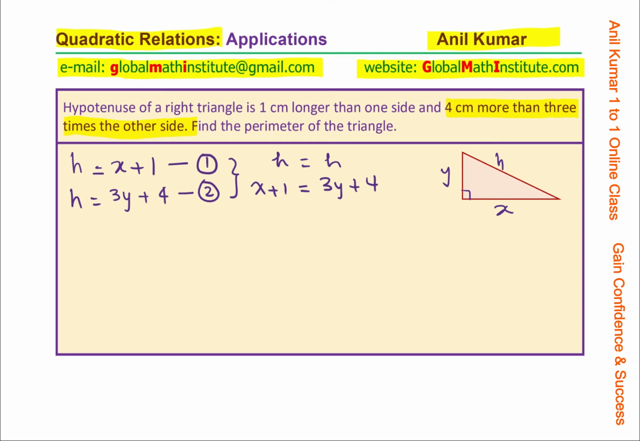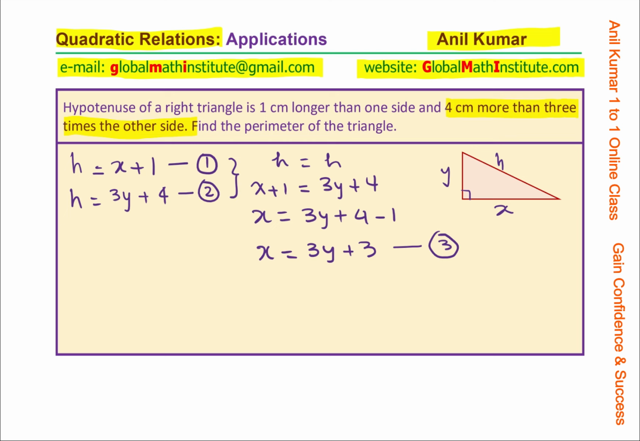So we can take 1 to the other side and say x is equal to 3y plus 4 minus 1, or x is equal to 3y plus 3. Make sense? We'll call this our equation 3. We have now related x in terms of y. We need to find all the sides. Basically, if we find one of them, we can find all 3. See, they are connected. Perfect.